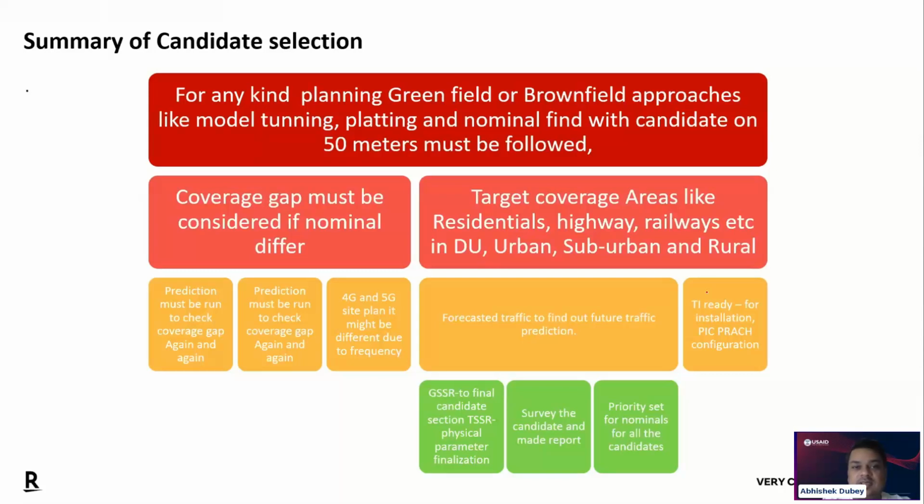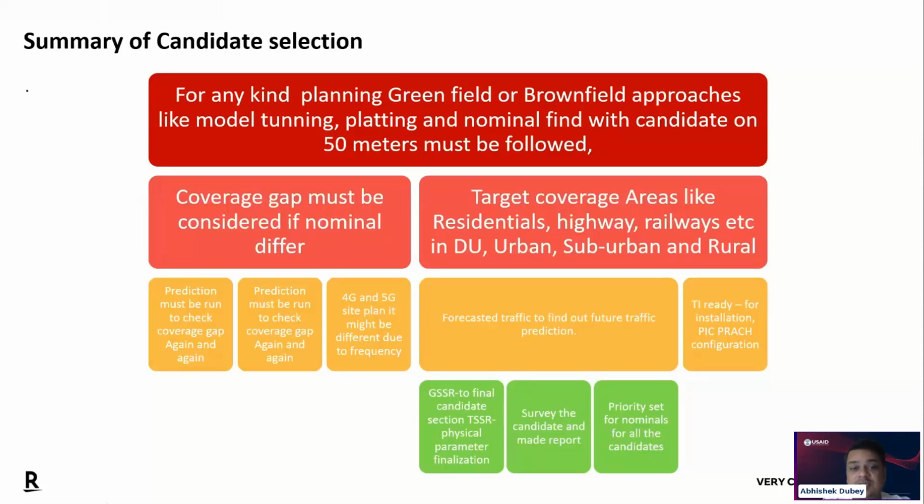All right, so let's go to the next part and summarize the process in candidate selection. For any kind of planning, whether it's a greenfield planning or brownfield planning approach, first you have to start with the model tuning, coverage plotting, and nominal finding. And also you are going to find the candidate sites for the possible priorities P1, P2, or P3.